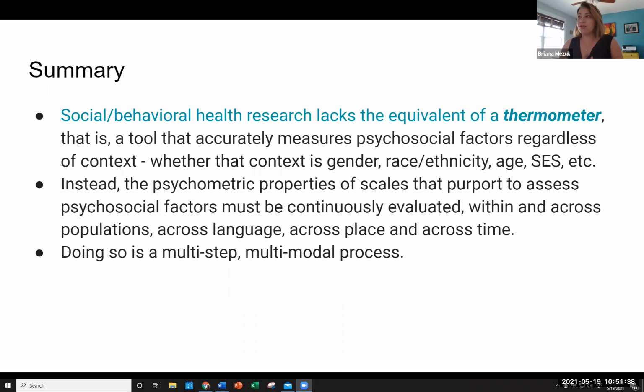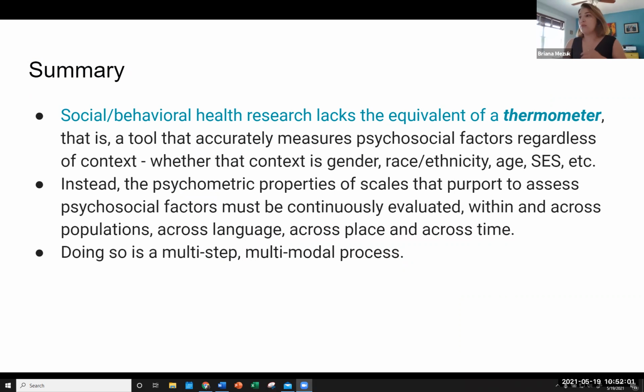So in social and behavioral health research, we lack the equivalent of a thermometer. A thermometer measures core body temperature, no matter where I am in the world, no matter who I am. We don't have that for really anything that we're interested in.